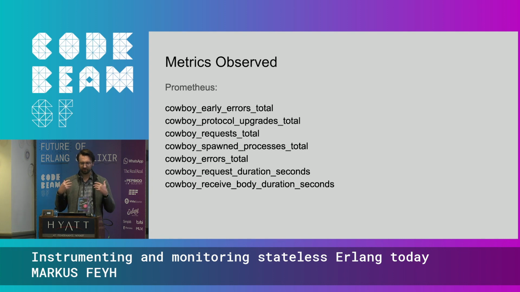All right, so what do we get for free? I mean, we just included a library. We added some function calls, some callbacks into our web server. Not only are we going to get all these VM metrics that let us make that dashboard, but we're also going to get metrics around our web server in terms of errors it has, the amount of protocol upgrades it does, how many processes it's spawning with each request, how long requests are taking, and just errors in general.